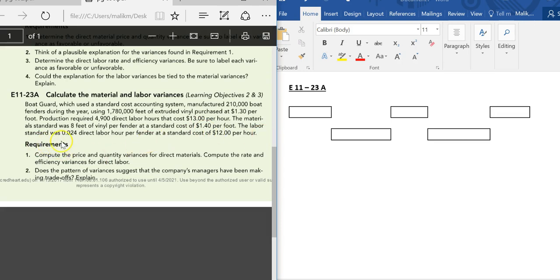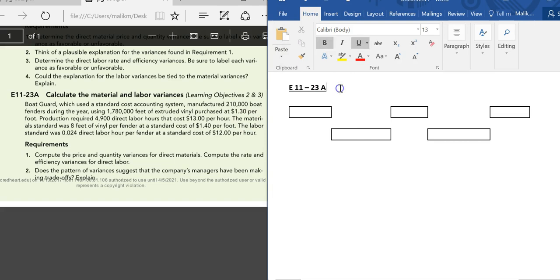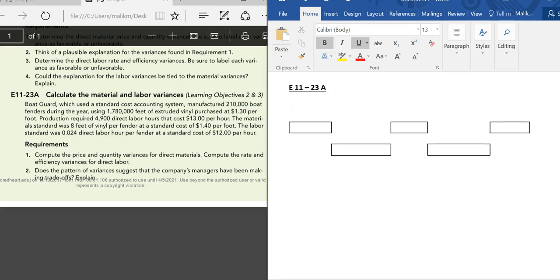The labor standard was 0.024 direct labor hour per fender at a standard cost of $12 per hour. So first we will calculate the price and quantity variance for direct material. So let's try to do the direct material variances.